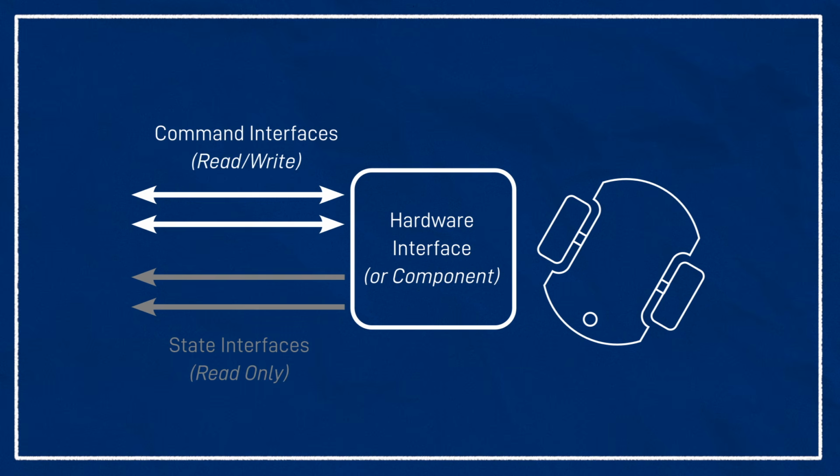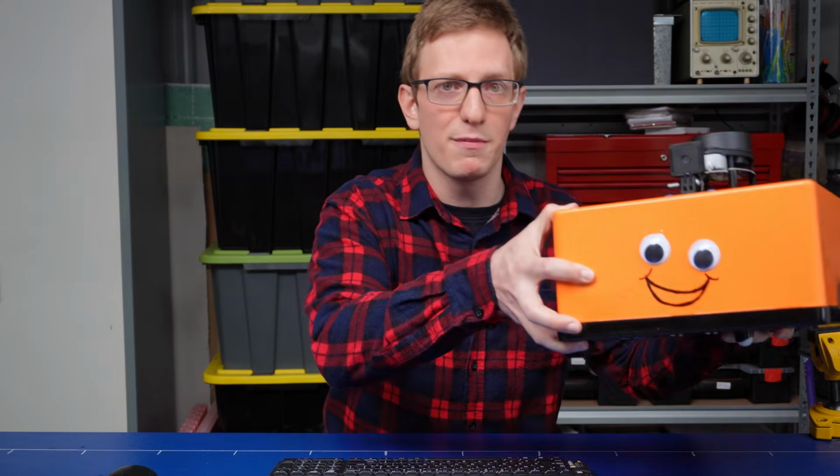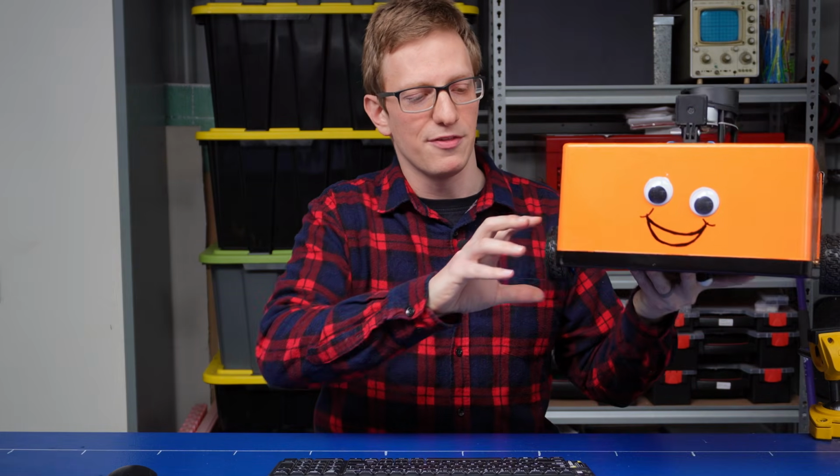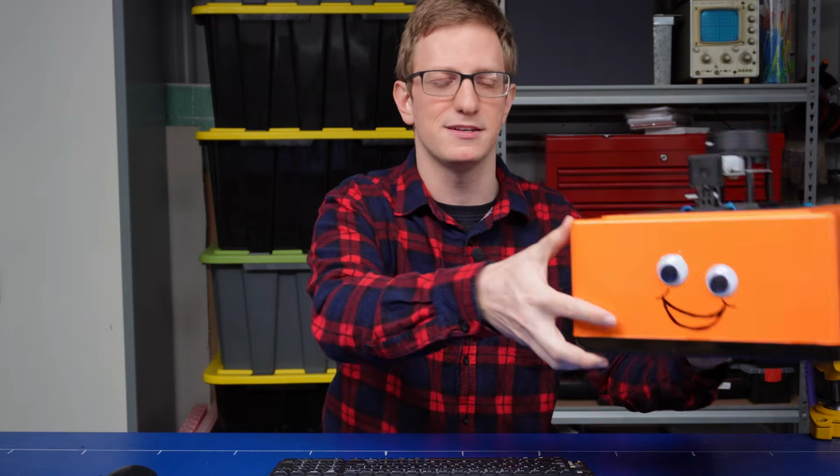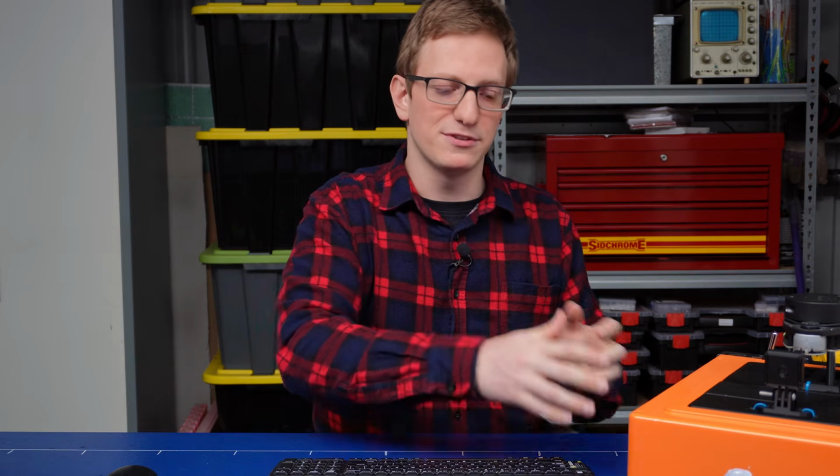Command interfaces are things that we can control on the robot, whereas state interfaces are things that we can only monitor. So for example, with my robot here that I've been building, you might remember that with the motors, we can only control the velocity, so that would be a command interface. But we're also able to measure the position with the encoders as well as the velocity. So the position and the velocity are going to be state interfaces.